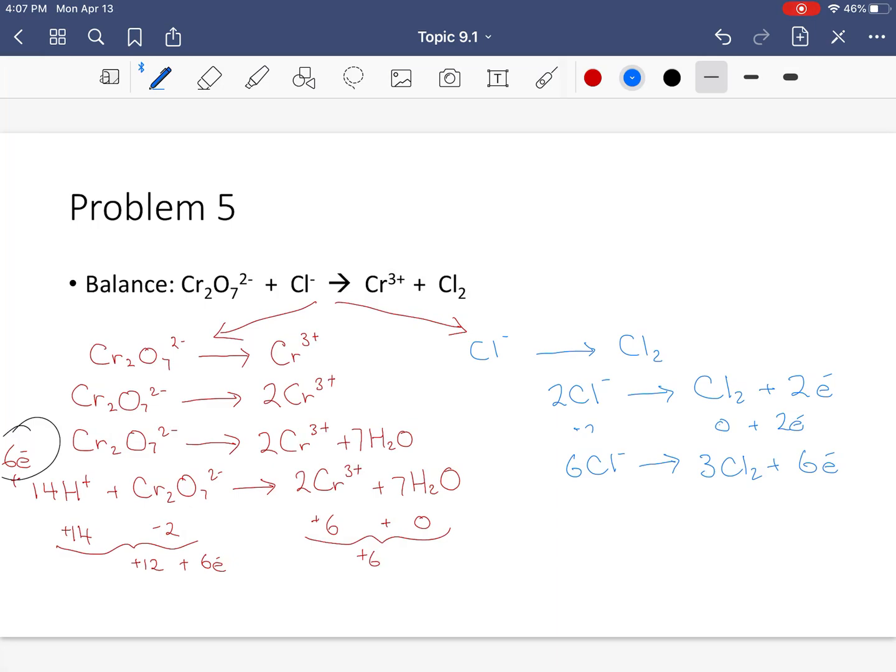All right, now we can combine them. We have 6 electrons plus 14 H plus plus dichromate plus 6 chloride, that will give you 2 chromium plus 7 water plus 3 chlorine gas and 6 electrons. Now let's take a look at what can cancel. We know that the 6 electrons will cancel. It doesn't look like anything else can be canceled. So here it is. That's how you balance problem 5.